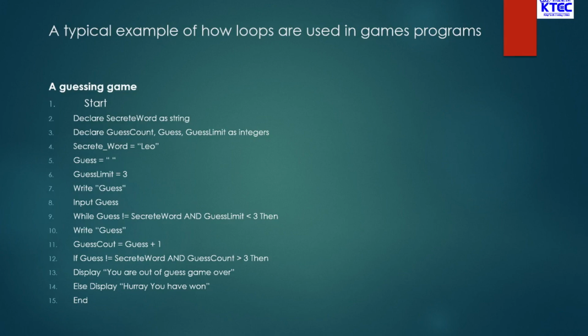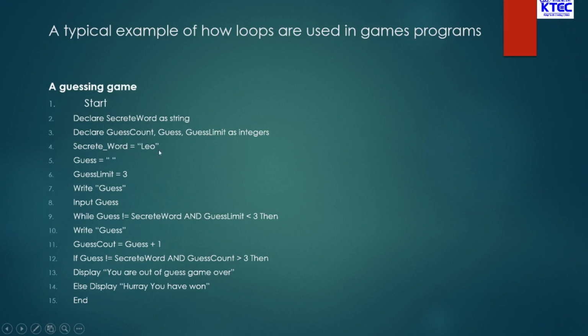So let me go over again. We are starting the program. Declare our variable secret word, which is equal to a string. Then we are going to be writing the same program in Python. Maybe you understand it better there, but before you understand it there, you should understand it here as well.